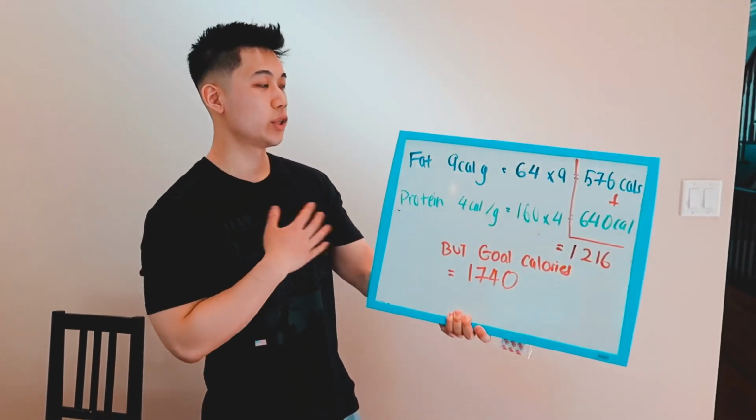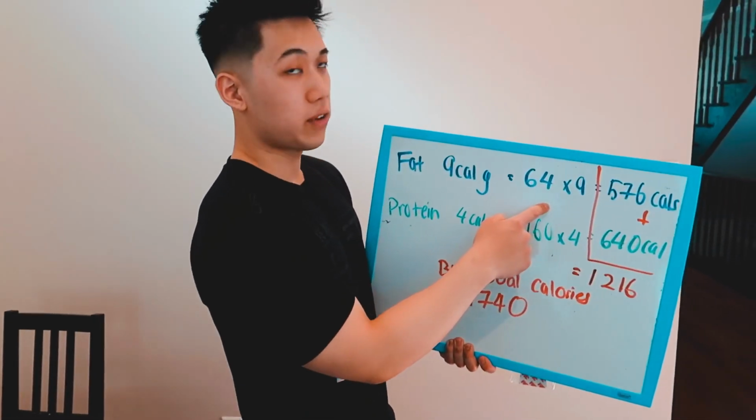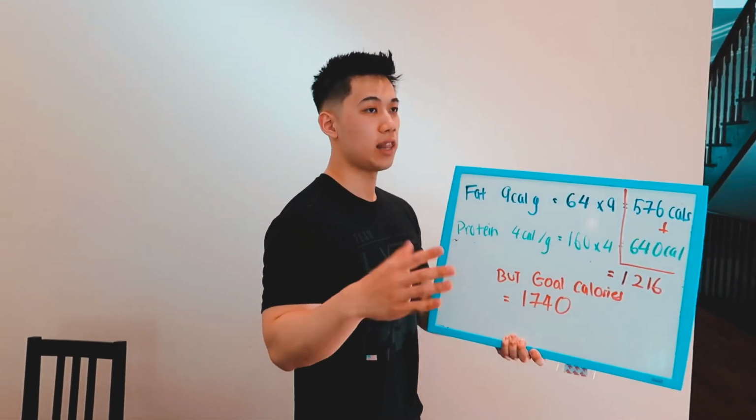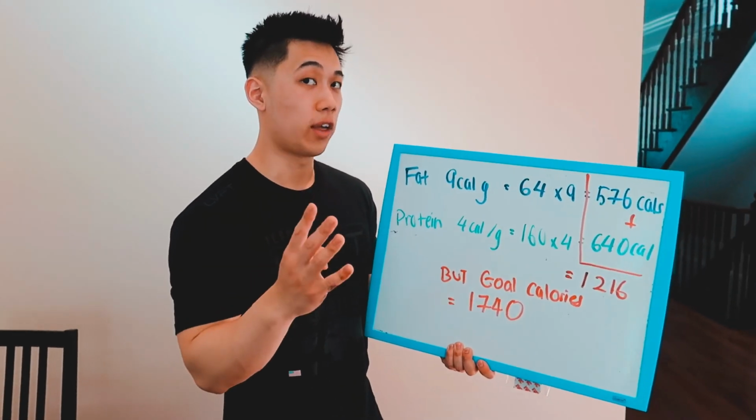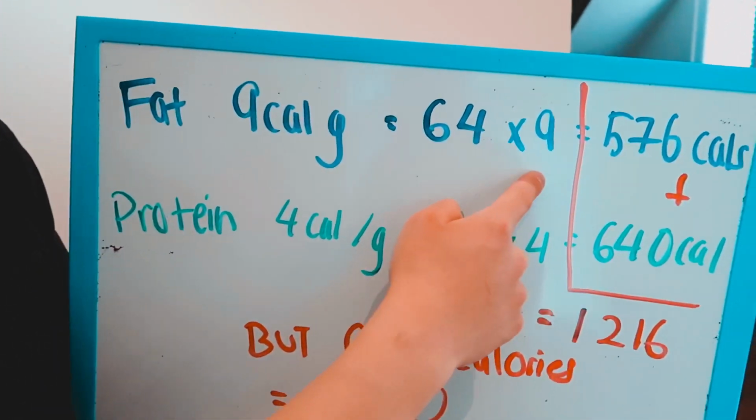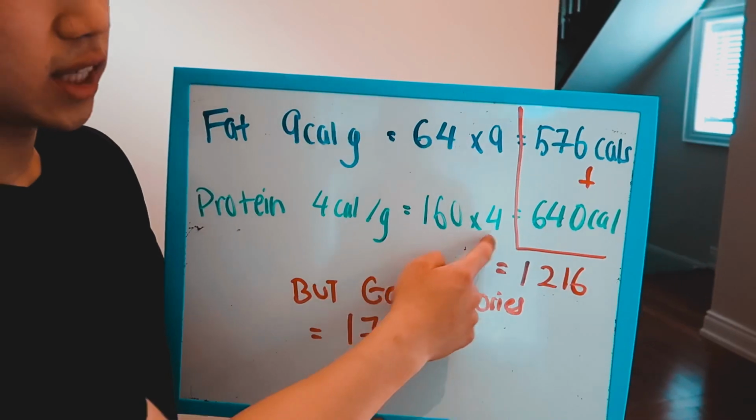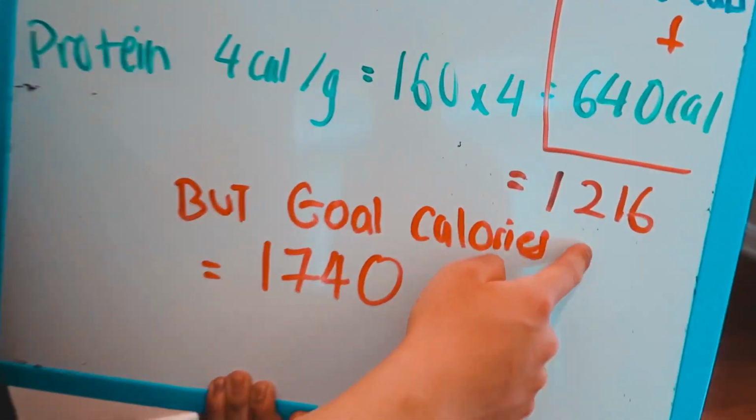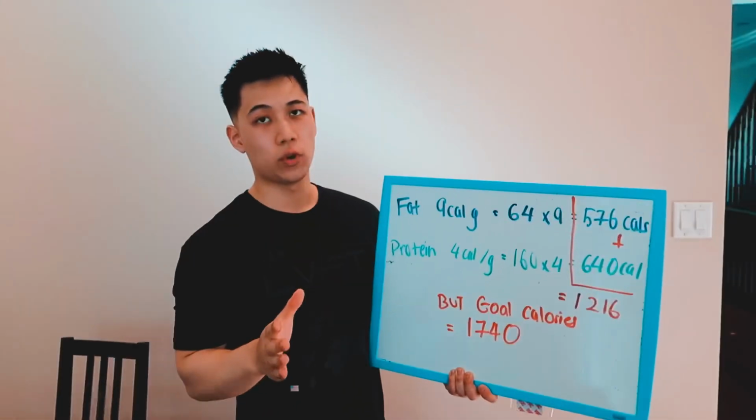All right, so the macronutrients we have right now are his fat and his protein. As you guys remember, 64 grams of fat because he likes fatty foods and 160 grams of protein. I just wanna say this before anything else. Each gram of fat is 9 calories, and each gram of protein and carb is 4 calories, okay? So we're gonna multiply 64 grams of fat times 9 equals 576. 160 grams of protein times 4 is 640. So it gives us a grand total of 1216 calories, right?